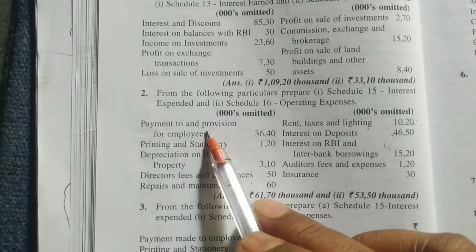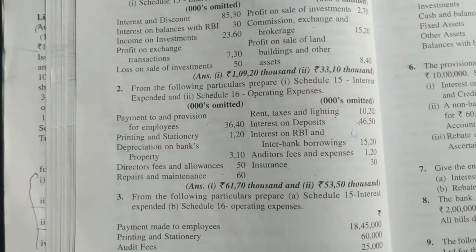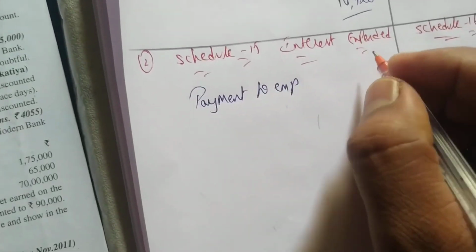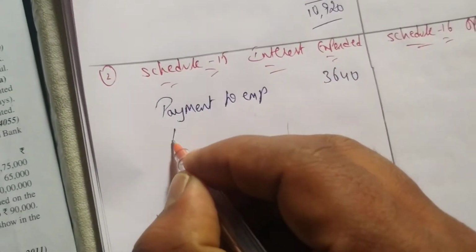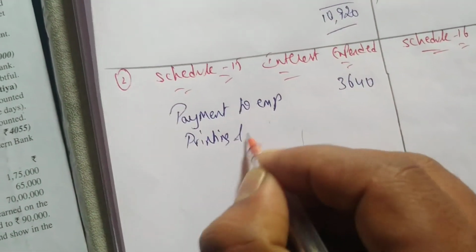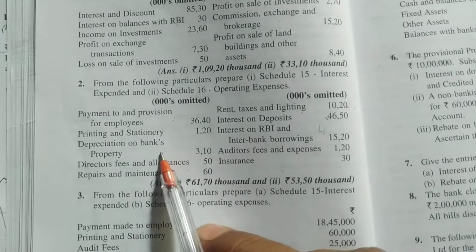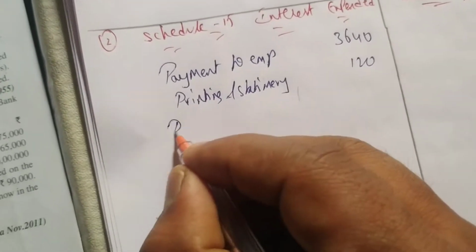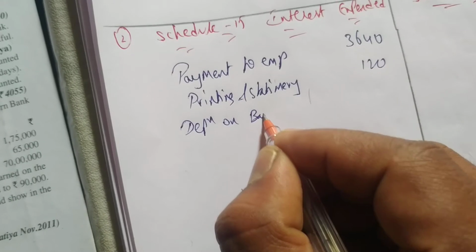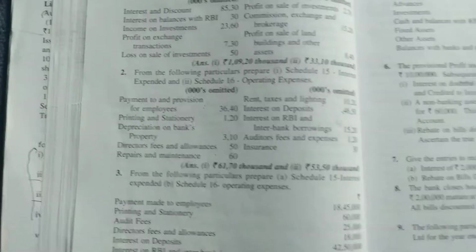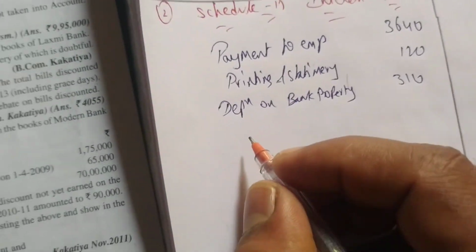So for schedule number 15, first we have to prepare payment and provision for employees. So payments to employees I am writing. How much is that? 3640. Next we are having printing and stationery 120. After that we are having depreciation on bank property 310. After that we are having director fees and allowance, that will also come here.